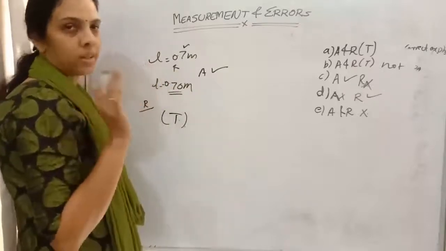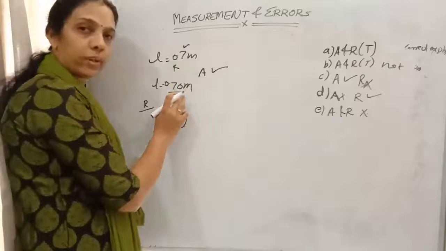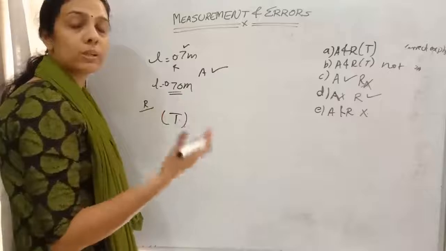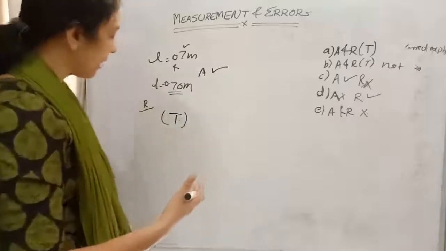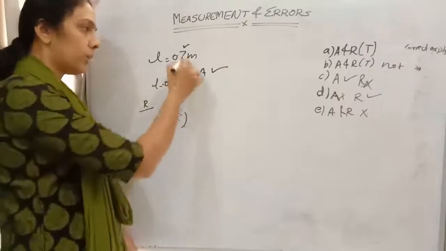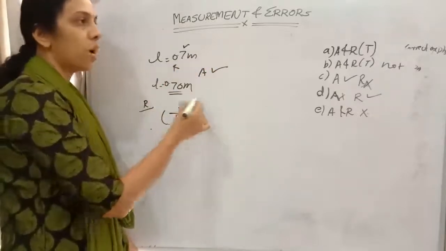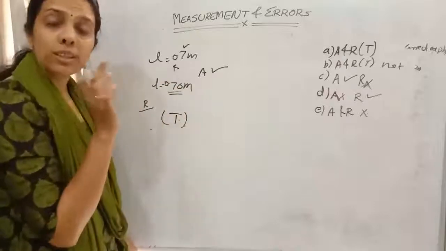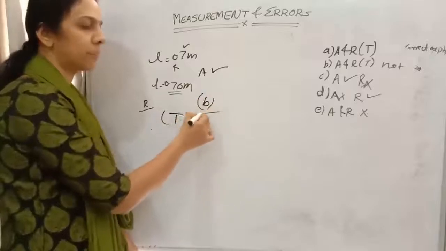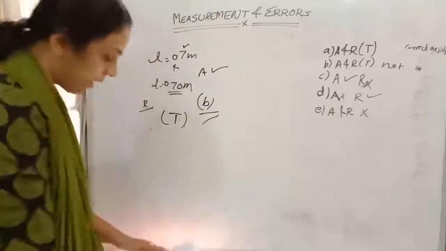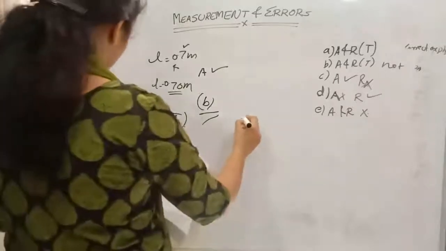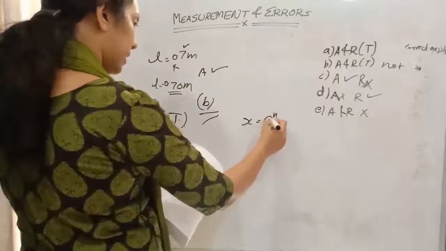That is correct. But depending on the accuracy, we should say that as the least count decreases, the accuracy will increase. Right? The number of significant figures is increasing according to that. So the assertion is true, the reason is true. But the reason is not the correct explanation of the assertion. So we will go for option B here. Clear? Next one.